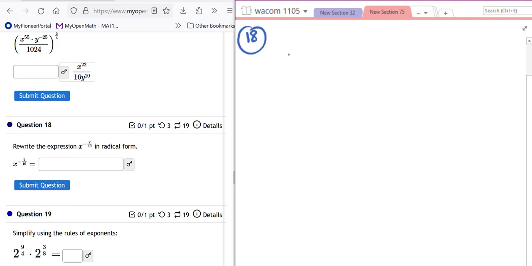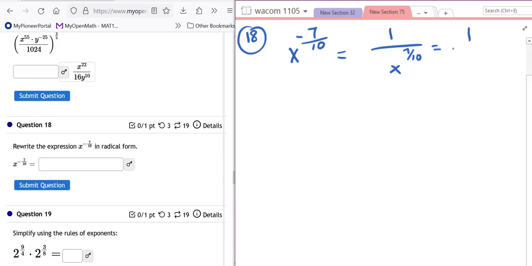Right, next one. x to the negative 7 over 10. They want us to switch it to radical form. First thing you have to do is get out of that negative exponent. So you're going to have to switch it to the denominator before you can change to a radical. Right? And so that got rid of the negative exponent.